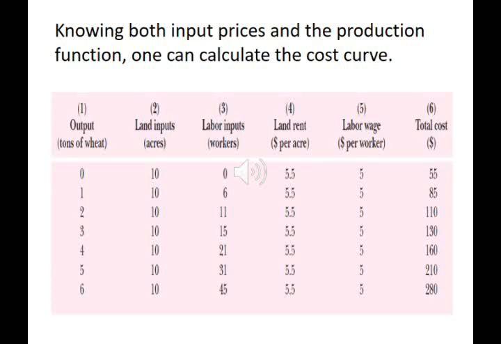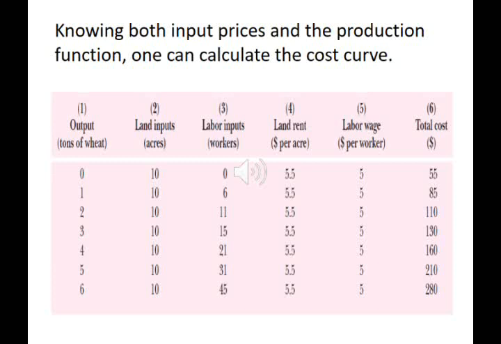So if we look at this table, in column 1 we have the output that will be produced, which is Q. Here we are talking about tons of wheat that will be produced, starting from 0, no production yet, until 6, for example. And then in the second column we have land inputs. How many acres of land will be required to produce wheat for our producer? In this case, this is the fixed factor of production that will be required. Here, according to this example, 10 acres of land are required to produce wheat for our firm. The third column represents the labor inputs, which is the variable factor of production, as we will see later. It starts from 0 until 45.